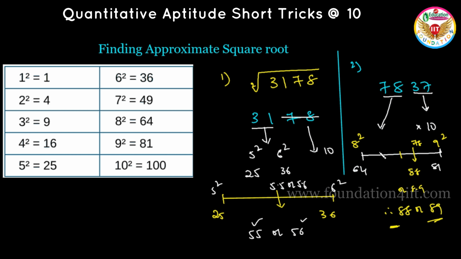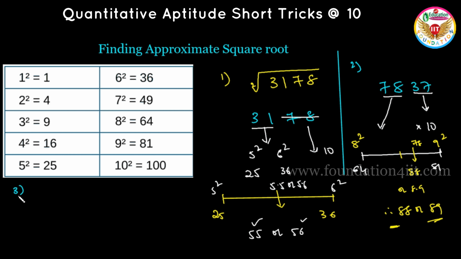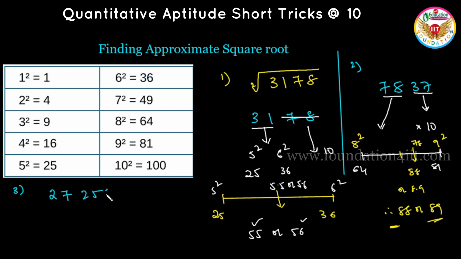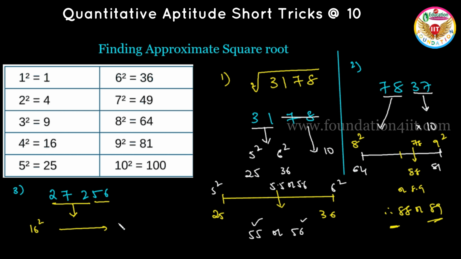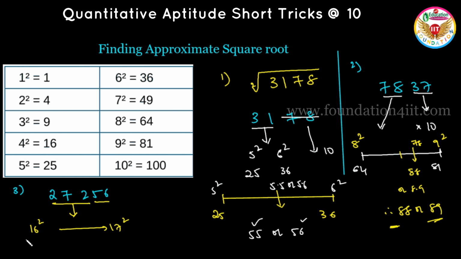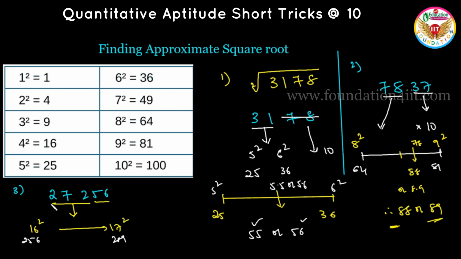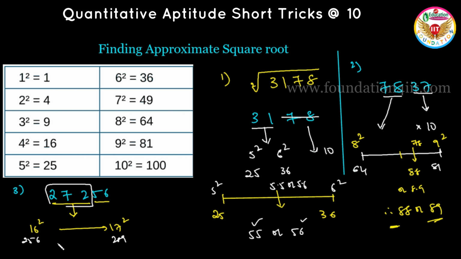So if any number is close to a square, by guessing we can find the approximate value. It works even when the number is bigger also. For example, 27,256. Immediately you can treat this as 272. We know 256 is 16 square and 289 is 17 square. Even with bigger numbers you can use the same pattern. 256, 289, and this is 272.